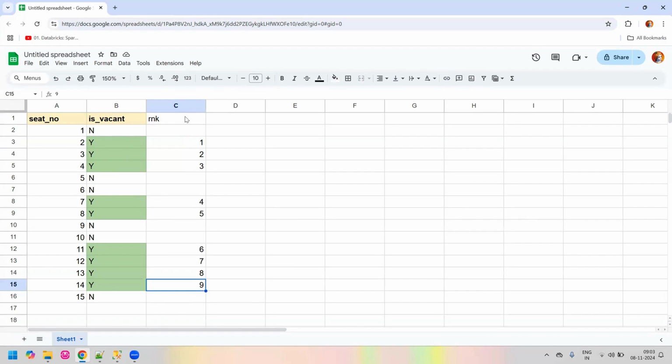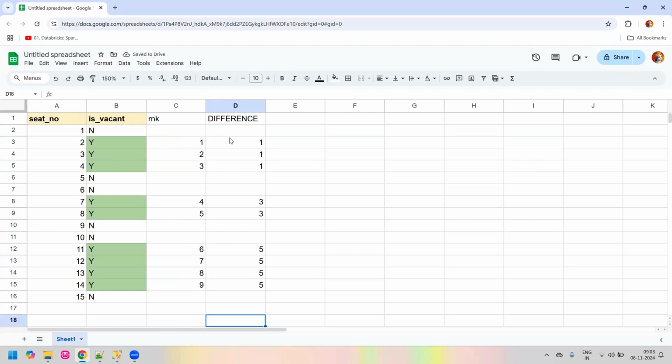Here we will form one new column. Now we need to find the difference between the seat number and this rank. So 2 minus 1 gives 1, 3 minus 2 is 1, 4 minus 3 is 1. Even here, 7 minus 4 will be 3, and 3. And here it will be 5, 5, 5, 5.